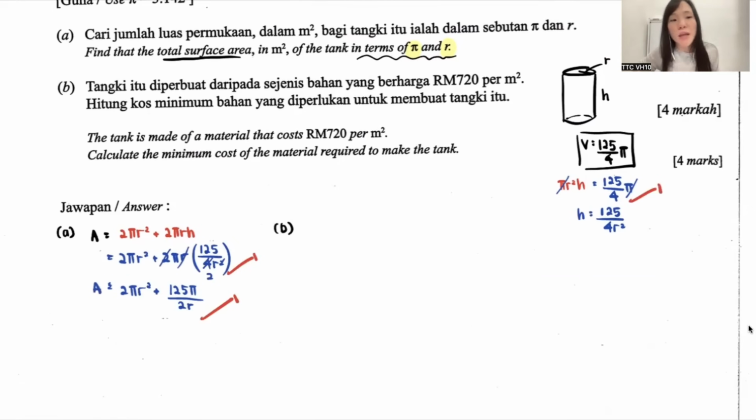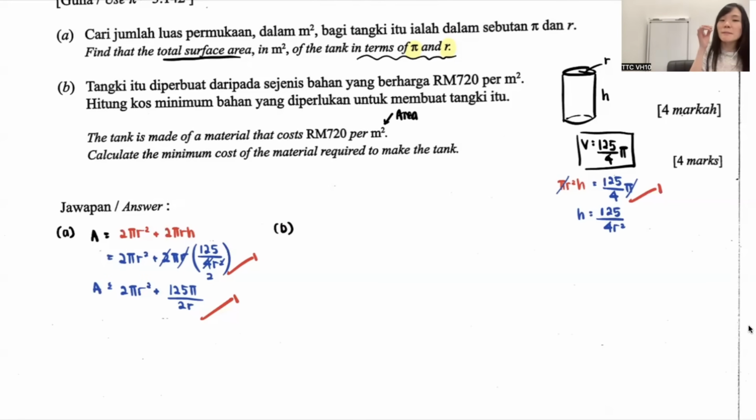Let's move on to B. They say the tank is made of a material. The material costs 720 ringgit per meter square. The per meter square is quite obviously talking about the sizing, and a meter square is the area. So every single meter square costs you 720 ringgit. It depends on how many meter squares you need, so actually it depends on the total surface area. Never mind, you already formed the equation. Now they say calculate.